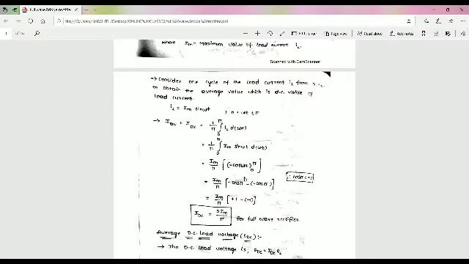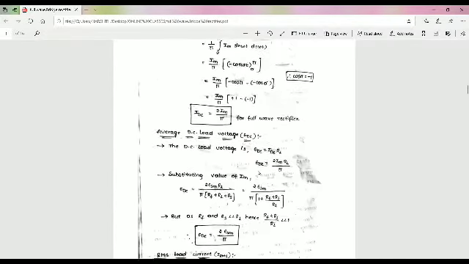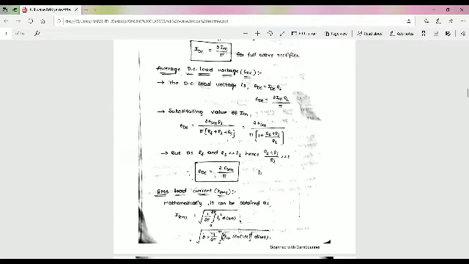And next one, average DC load voltage, EDC. The DC load voltage EDC equal to voltage equal to current into resistance. In this way EDC equal to IDC into RL. IDC equal to 2 Im by pi. Substituting, EDC equal to 2 Im by pi into RL. Substituting the Im value, EDC equal to 2 ESM RL by pi into RF plus RL plus RS.